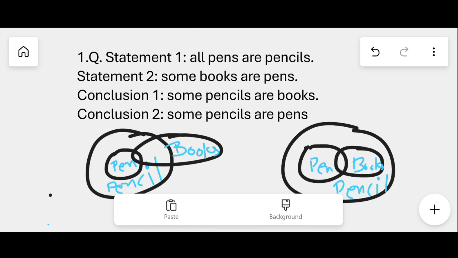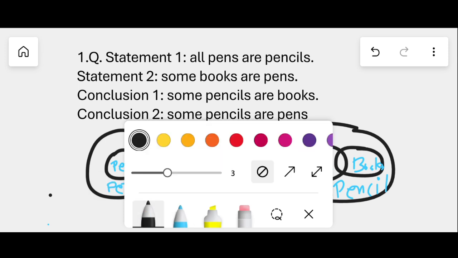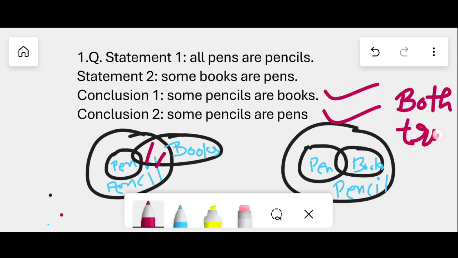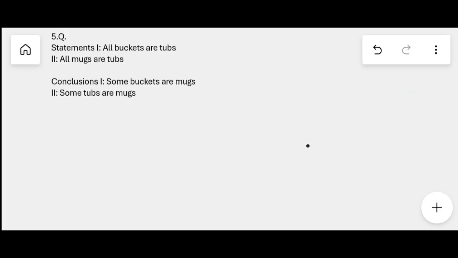So now for these two possibilities we have to check both the conclusions one by one. If in both the diagrams we check for the conclusion, some pencils are books, in both you can see that some pencils are books. So the first conclusion is true. Now check for the second conclusion. Some pencils are pens. This is also true, so we can conclude that both conclusions are true. This is the answer for this question.